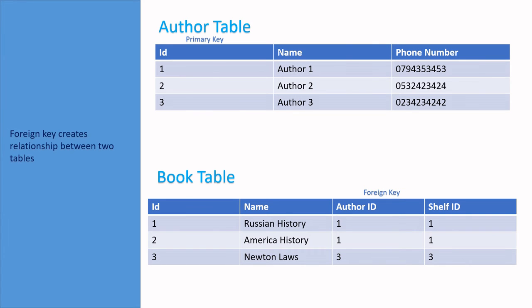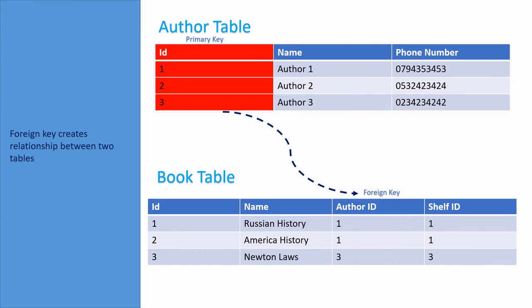What is a foreign key? A foreign key creates a relationship between two tables. The foreign key helps to link two or more tables together. So in the above example, the ID of the author table is the primary key and the ID of the books table is the foreign key. So we link the books and authors tables using these two keys.